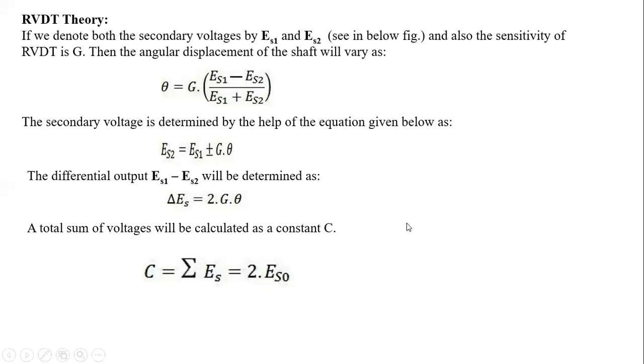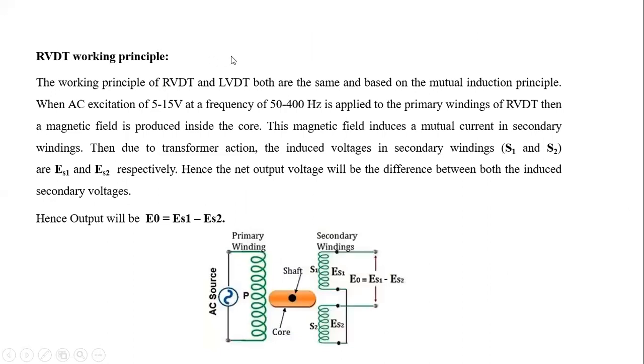The working principle of LVDT and RVDT is the same. When the supply is given to the primary winding, according to the mutual induction principle, the flux produced by the primary winding is linked to the secondary winding, and an EMF is induced in the secondary winding. As the secondary has two separate windings, the EMFs induced in both windings are different, that is ES1 and ES2 respectively. Hence, the net output voltage will be the difference between the secondary voltages, that is E0 is equal to ES1 minus ES2.